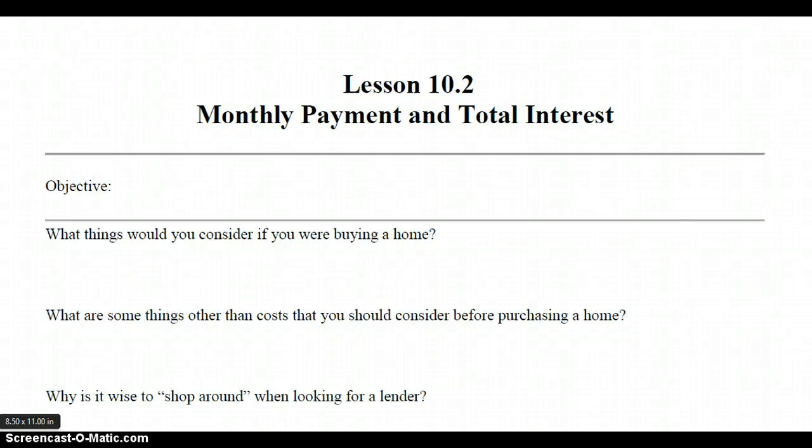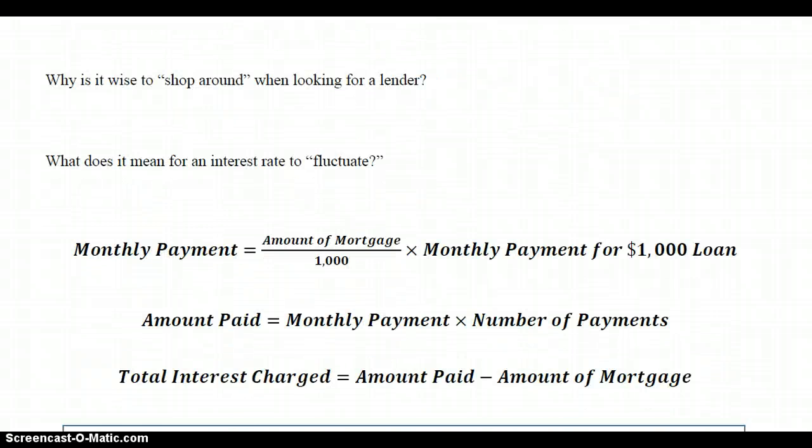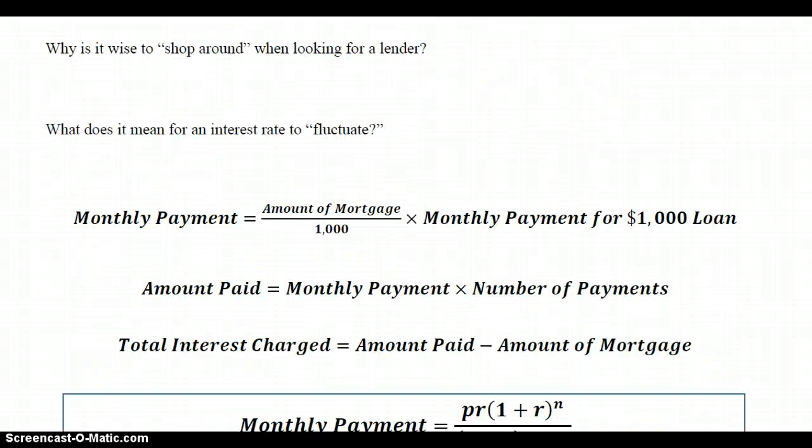In Chapter 10, Lesson 2, we're going to learn how to find the monthly payment and the total interest paid. The first three formulas that we have should look familiar from Chapters 8 and 9. Monthly payment equals the amount of mortgage over $1,000 times monthly payment for a $1,000 loan. This is a figure that we will get using one of our charts.